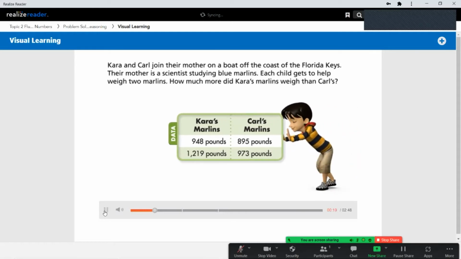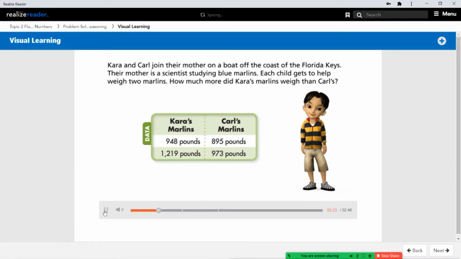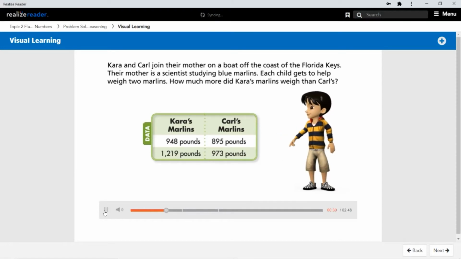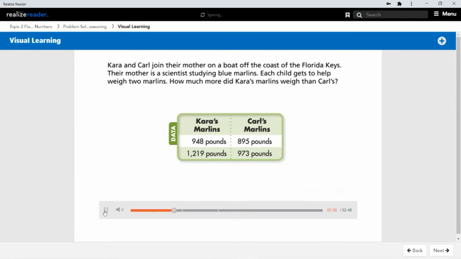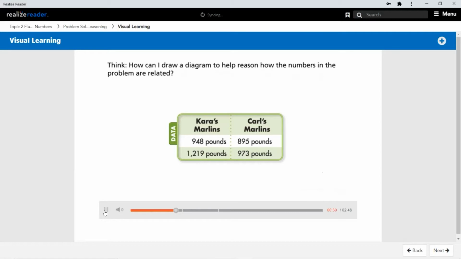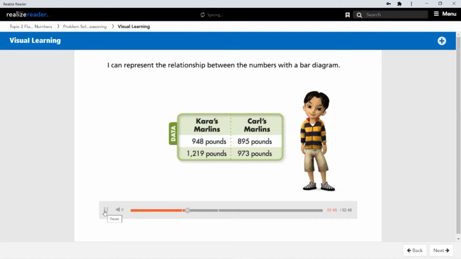Kara and Carl join their mother on a boat off the coast of the Florida Keys. Their mother is a scientist studying blue marlins. Each child gets to help weigh 2 marlins. How much more did Kara's marlins weigh than Carl's? Think, how can I draw a diagram to help reason how the numbers in the problem are related? I can represent the relationship between the numbers with a bar diagram.